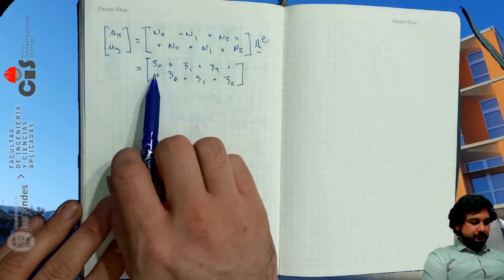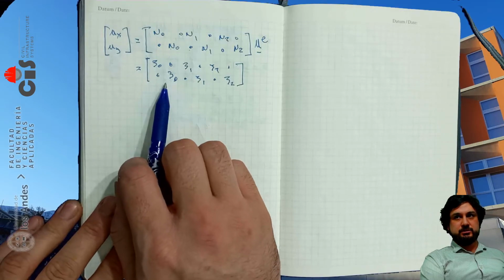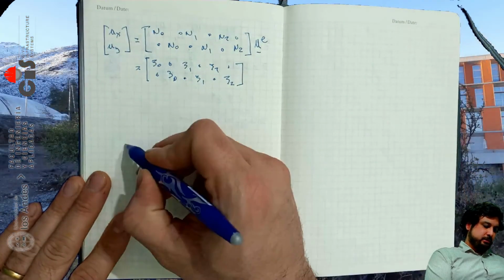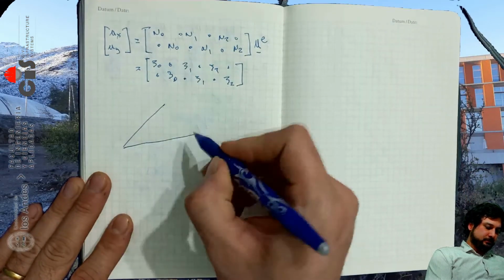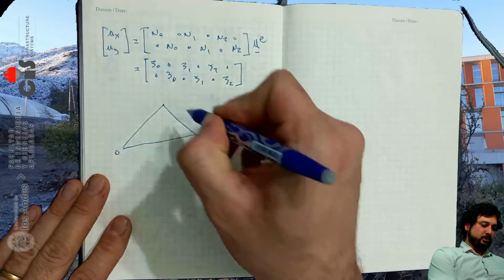Okay, let's think about the zeta coordinates a little bit, to give you an intuition of how they work. If you have a triangle, whatever that triangle is, let's say this is 0, 1, and 2.